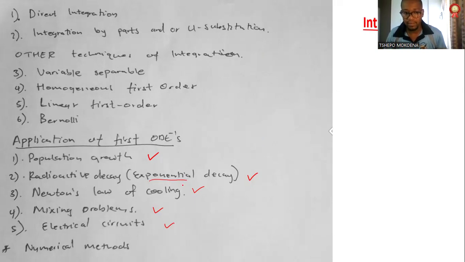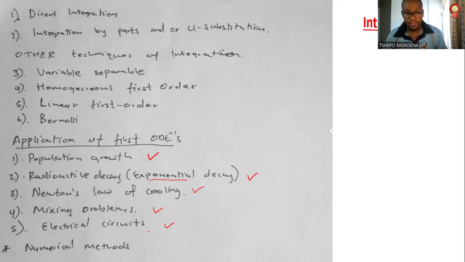Okay, so these are the applications. We have learned the techniques and seen how they work: variable separable, homogeneous first order, linear first order, and Bernoulli. We've seen how to apply these techniques. So in doing these applications, we're going to apply the very same techniques that we have just learned, repeating the same thing over and over again.